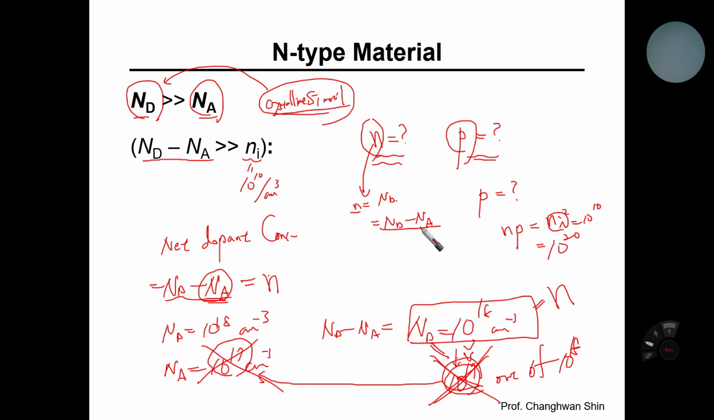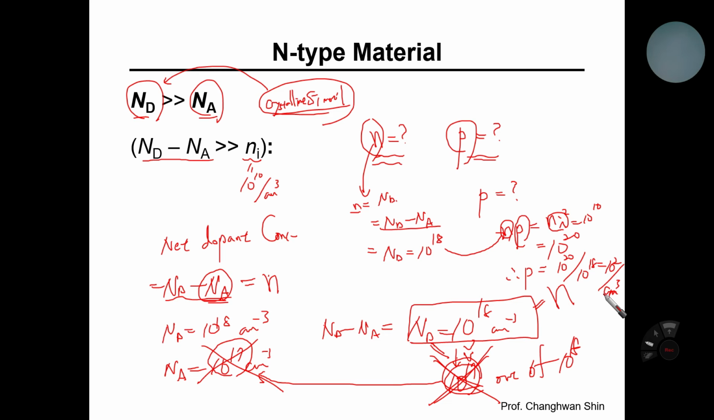Since we know the electron concentration is N sub D, that is 10 to the 18, you can plug this value into n, and then you're going to find the hole concentration. In this case, the hole concentration is 10 to the 20 divided by 10 to the 18. So the answer is 10 to the 2 per cubic centimeter.